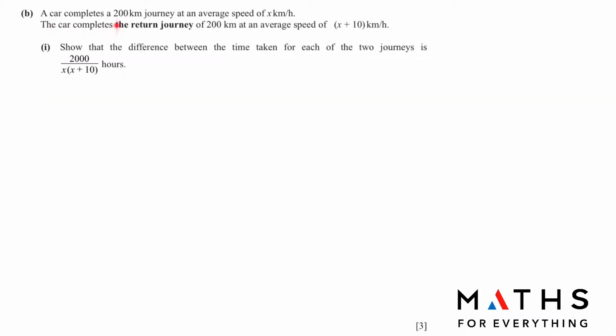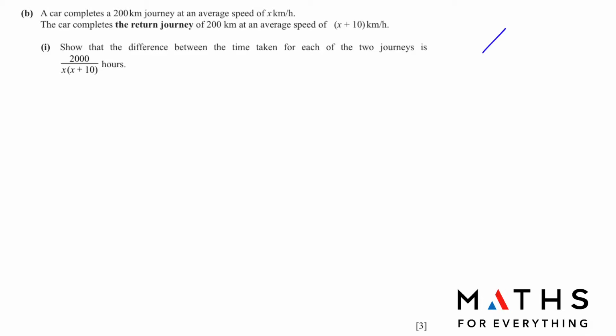Part B, a car completes a 200-kilometer journey at an average speed of x kilometers per hour. The car completes the return journey of 200 kilometers, the distance is of course the same, at an average speed of x plus 10 kilometers per hour. Show that the difference between the time taken for each of the 2 journeys is this.